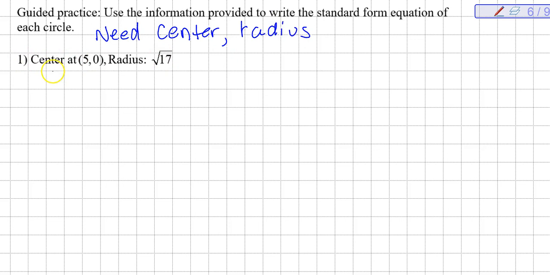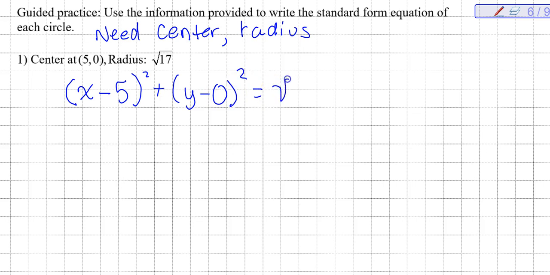So let's take a look at this information. I have a center at 5, 0 and a radius of the square root of 17. Do I have what I need? Yeah, so I just get my formula out. It's x minus h, which is 5, squared, plus y minus k squared equals radius squared. You think I'm going to accept it in that form? Or do you think you could do a little simplification for me? Absolutely. We want x minus 5 quantity squared plus y squared equals 17.